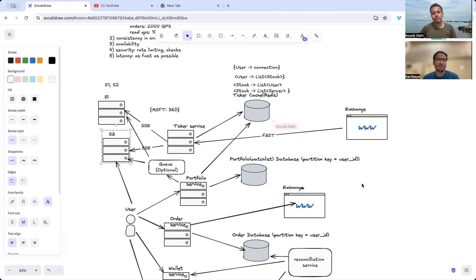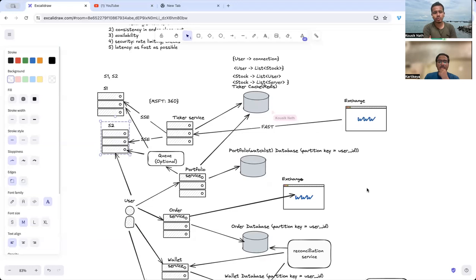That way, even if you have a new server, the ticker service will be able to get the clients back to the new server, but in a very distributed fashion, not all at the same time. Yeah, that makes sense, that's good.